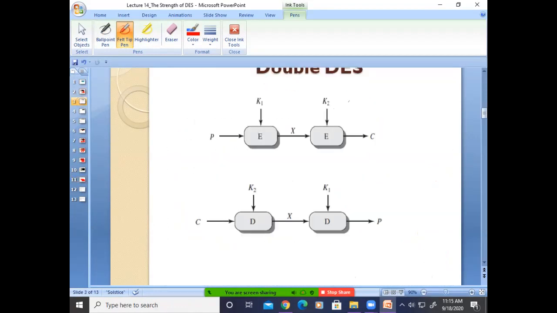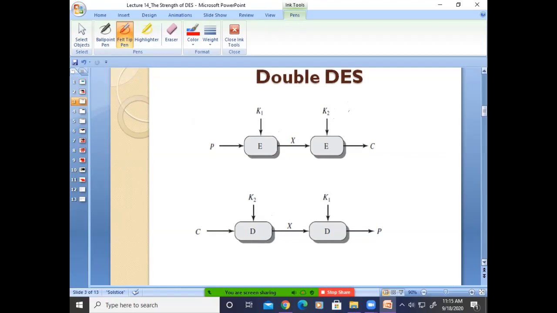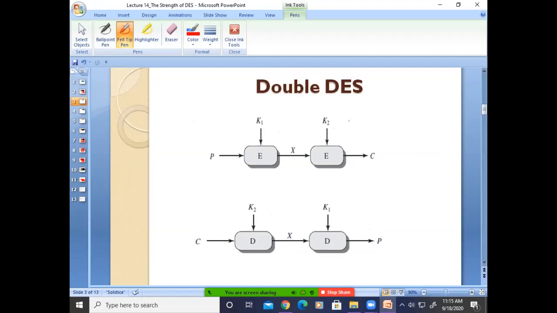Now we will move to double DES. Even though the key size is 56, meaning 2 power 56 possible keys, there may be chances that it is insecure. To enhance it, there are alternatives. Generally we use triple DES, but we'll see what double DES is and what its drawbacks are. Then we'll discuss triple DES.